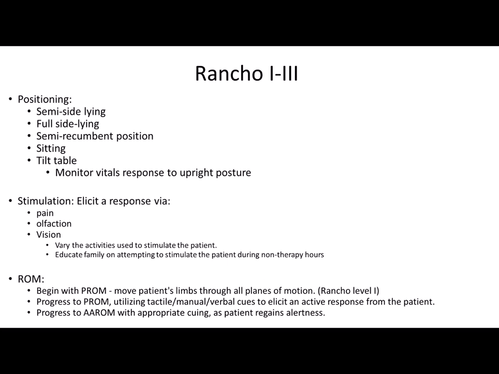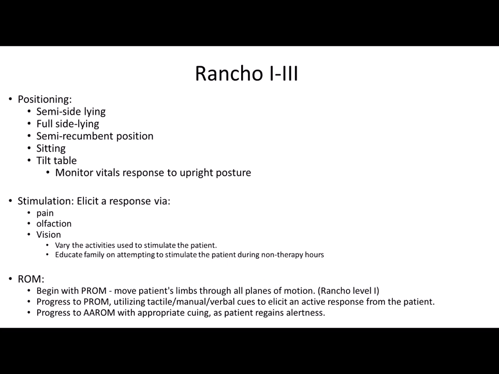You can also try some sort of visual stimulation. With this, you can just attempt to flash a light over the patient's eyes to see if you can get any responses. And with stimulation techniques, it's important to remember to vary the techniques or the activities that you're using for the patient. You could also educate the family on the importance of trying these techniques with the patient. And the last idea for Rancho's level 1 through 3 would be range of motion.